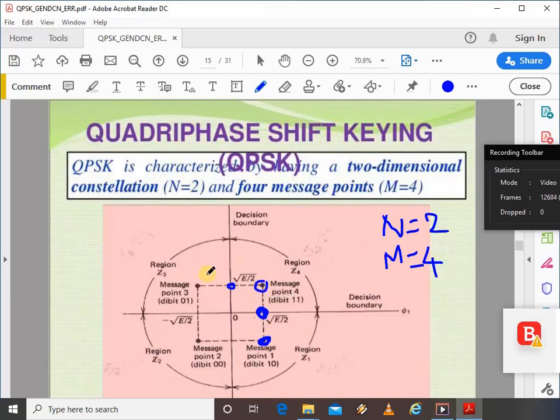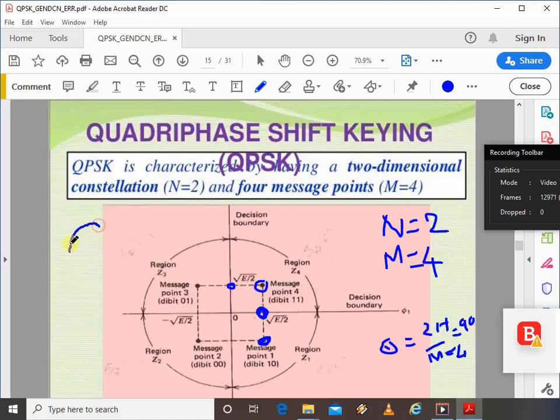The phase difference between message point 4 and message point 3 is pi by 2. The phase difference between message point 3 and message point 2 is pi by 2, and between message point 2 and message point 1 is also pi by 2. How did we get that? Theta equals the total signal space, 2 pi, divided by M. M is nothing but 4 here, since the number of message signals is 4. So 2 pi divided by 4 is 90 degrees.